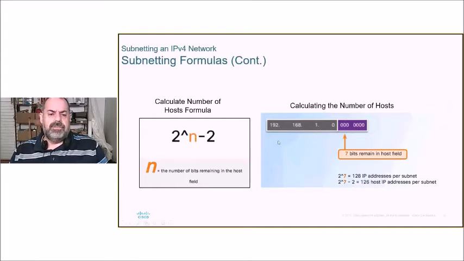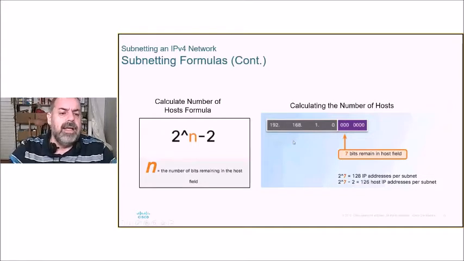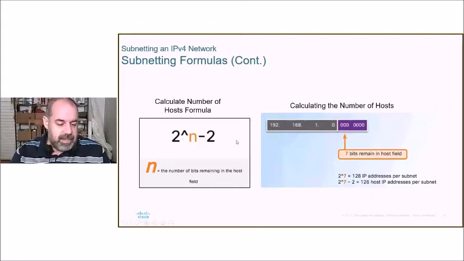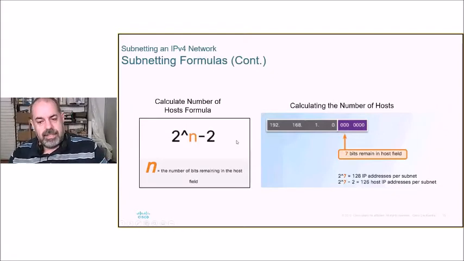So calculating the number of hosts on a subnet is basically how many host bits you have left, and that's the number n that we're using. So it's 2 to the power of n minus 2. Remember, there's the subnet address you can't use, and the subnet's broadcast address you can't use, and that's the minus 2. In this case, we've got 7 bits. 2 to the power of 7 is 128. Minus 2, it means you've got 126 hosts per subnet. That's from that first example we had.